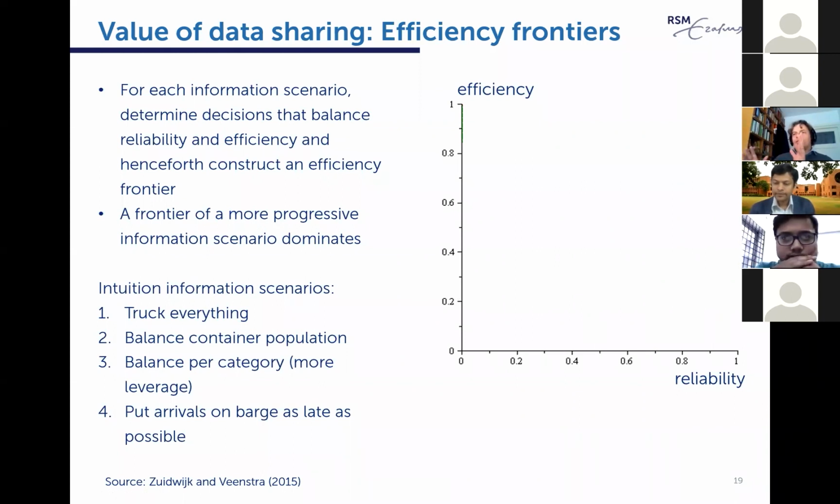So for each information scenario, you can think about the trade-off between efficiency and reliability. There is this trade-off because if I put all the containers on the cheaper mode of transportation, the barge, I have two effects that will deteriorate my reliability. First of all, the barge is slower. And secondly, containers are waiting for the barge to leave. So there are two ways my reliability, the probability that I will arrive in time, could be compromised. That's how we can see this trade-off happening.